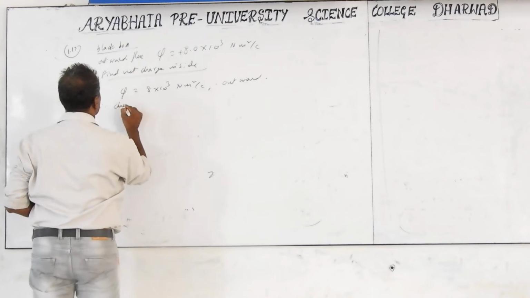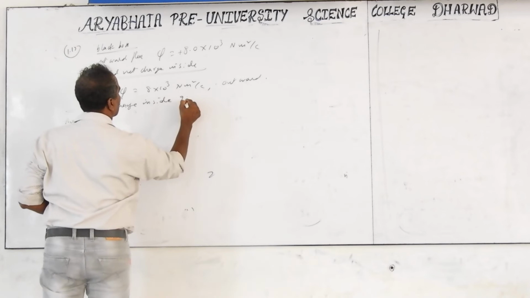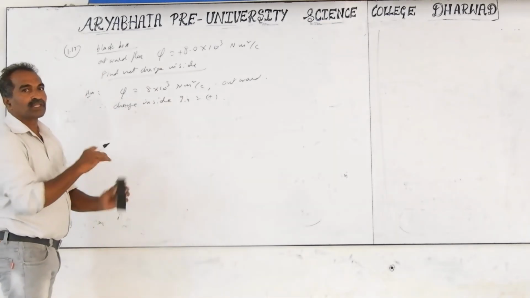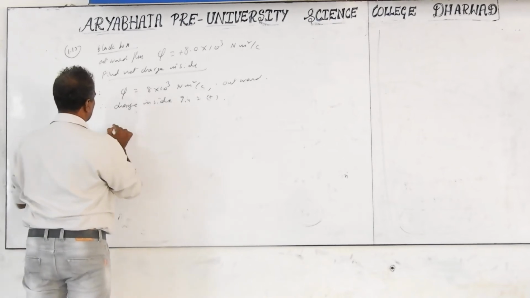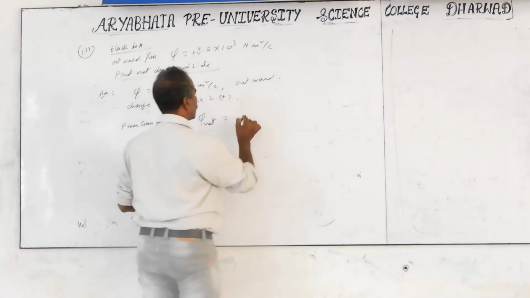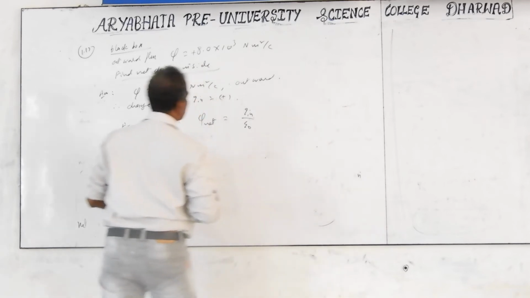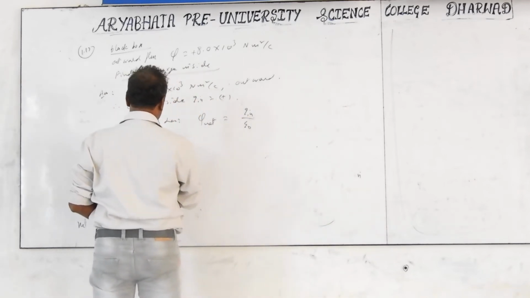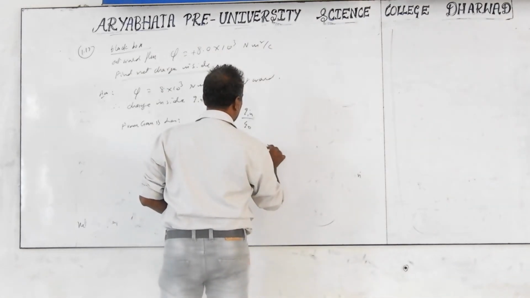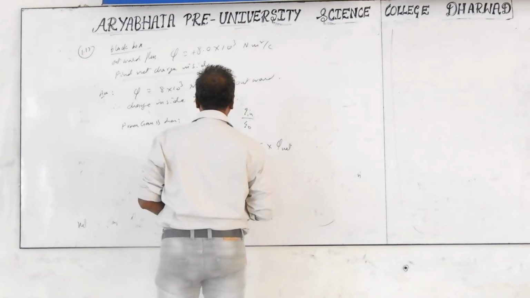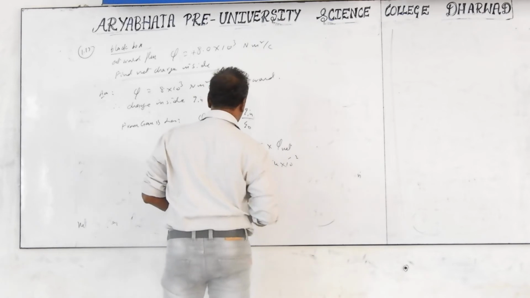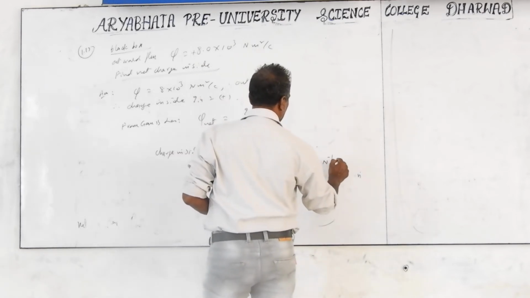Therefore, charge inside Q in is positive. We take Gauss law expression, and we imagine that no other medium is present in the box. In that case, flux net is equal to Q in by epsilon naught. We are asking about Q inside. So Q in is equal to epsilon naught into flux, which is 8 into 10 to the power of 3. Epsilon naught, you already know, is equal to 8.854 into 10 to the power of minus 12 coulomb square per newton meter square.